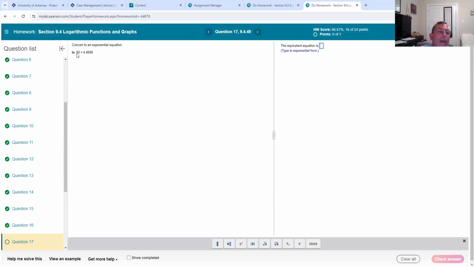Now, look here. ln of 90 equals 4.4998. There's not a base on this, but remember I said a ln was like a log base e. So the base down here is the e. The exponent, so let's get our exponent, is the 4.4998. And then that's going to equal the 90. So y'all just remember, if you got an ln, that is a log base e.